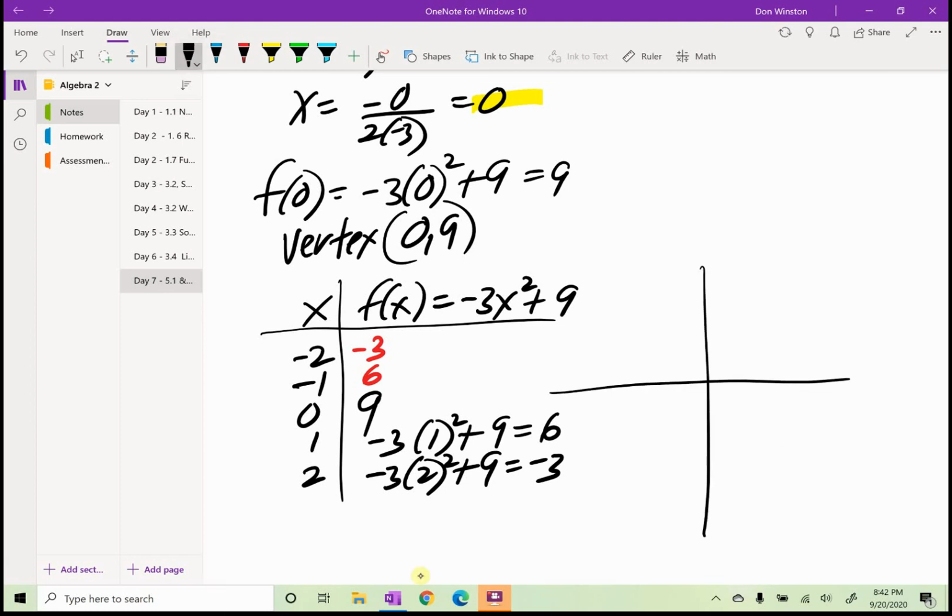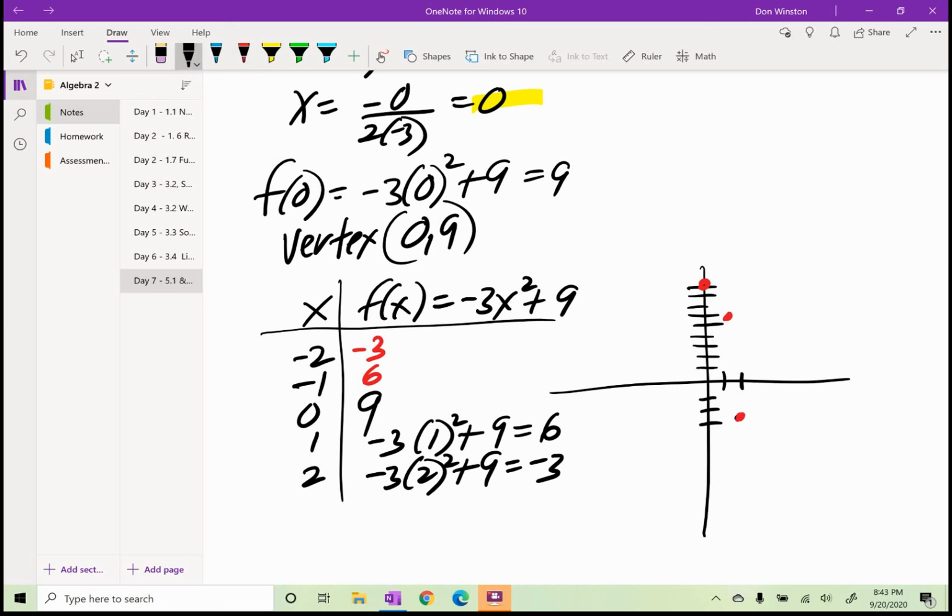So at 0, I was at 9. So 1, 2, 3, 4, 5, 6, 7, 8, 9. So there's my vertex there. So it's a sad graph. And then at 1, I'm at 6. So 1, 2, 3, 4, 5, 6. And then at 2, I'm at negative 3. And that would be right there.